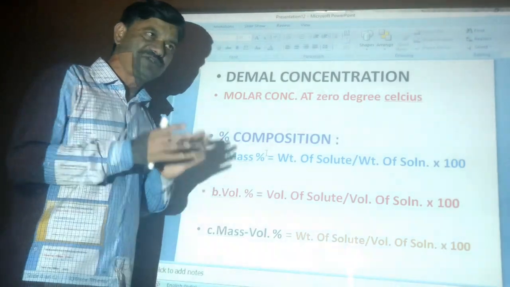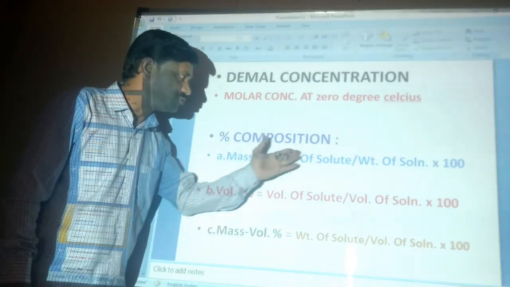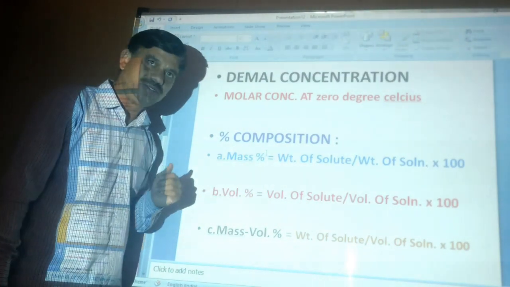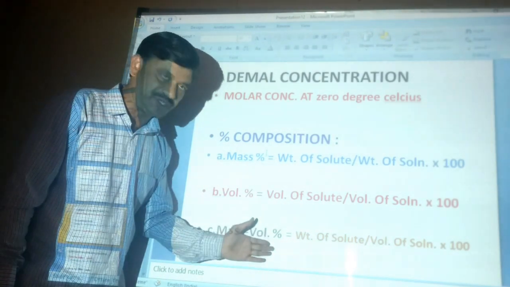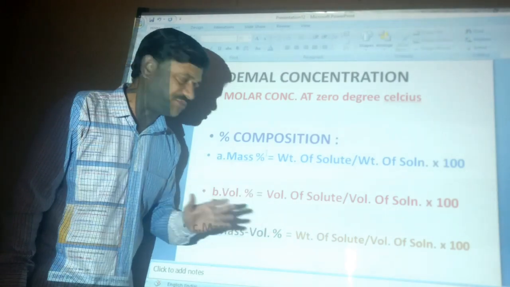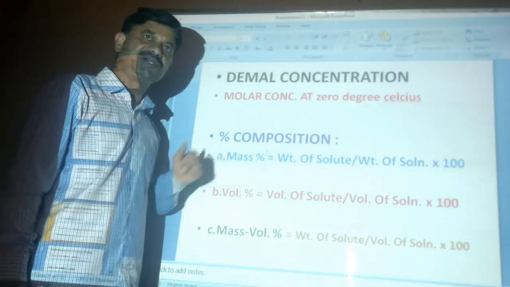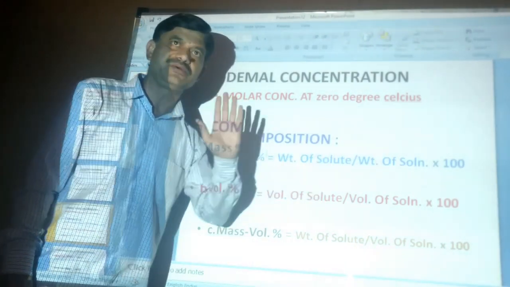So try to remember three different methods here. One is mass percentage, known to be W by W method. Another is volume percentage, known to be V by V method. And the third one, mass volume percentage, known to be W by V method. So what about the first method, mass percentage? It is nothing but weight of solute upon total weight of solution into 100.